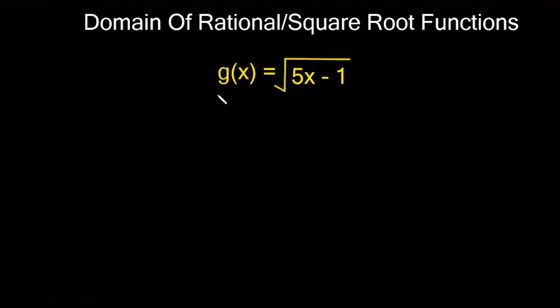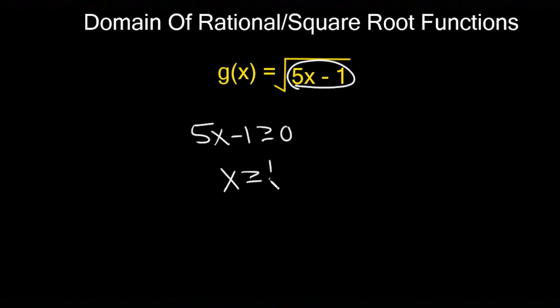And you're going to say that 5x minus 1 has to be greater than or equal to 0. We're saying that because if for whatever reason this part in here is negative, that means I'm going to be dealing with an imaginary number, and I do not want that. So from here, all you have to do is solve. I'm going to add 1 and divide by 5. So I'm going to get x is greater than or equal to 1/5.